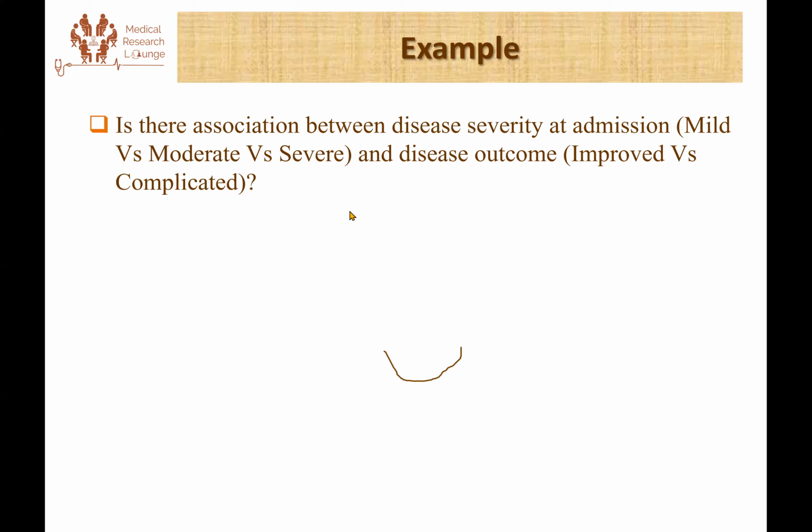Okay, maybe we can all work on it together. I'll give you another exercise too. So it says, is there an association between disease severity at admission and disease outcome? And the responses are mild, moderate, and severe. So this is to start with a categorical variable, right? Disease severity is categorical. And the other variable is disease outcome. Again, this outcome is presented as improved versus complicated. So again, it's a categorical response. So what I have is two categorical variables.